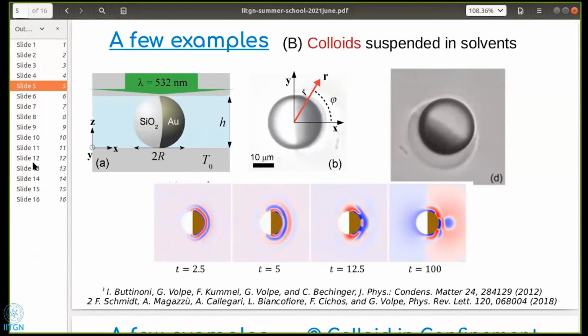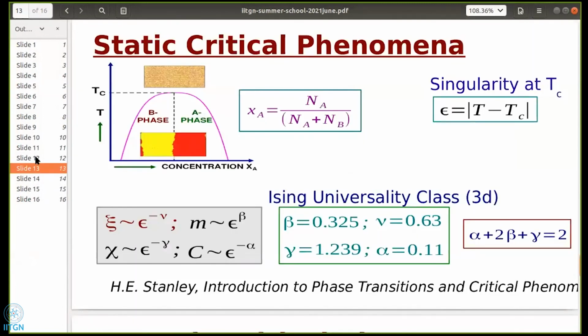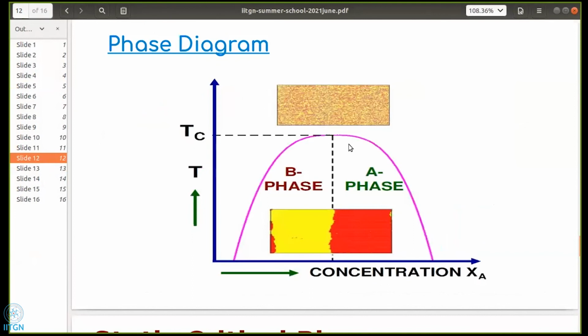Okay, so with that, let me move on to the other part. Let's now try to have a look at some of the properties of this critical point. You remember I was talking about the second order phase transition or the critical point. Let's have a look at the properties of a few systems. What happens when you have a fluid close to it?